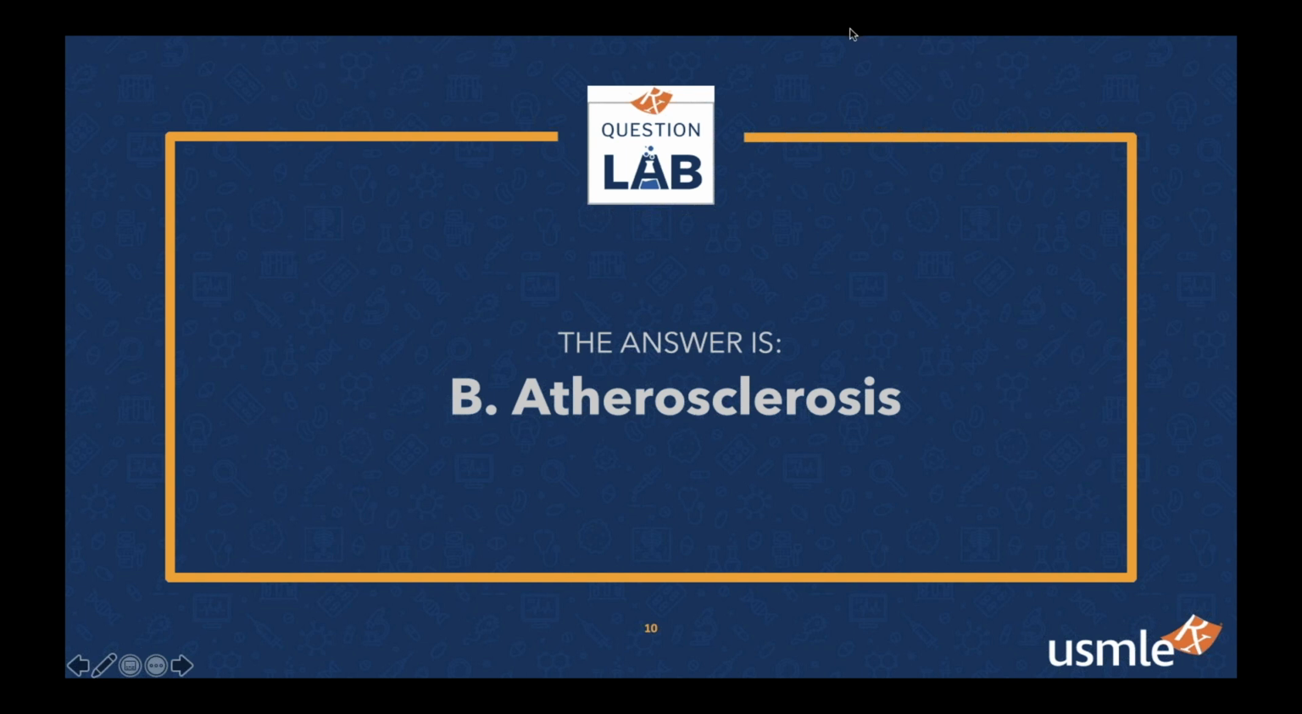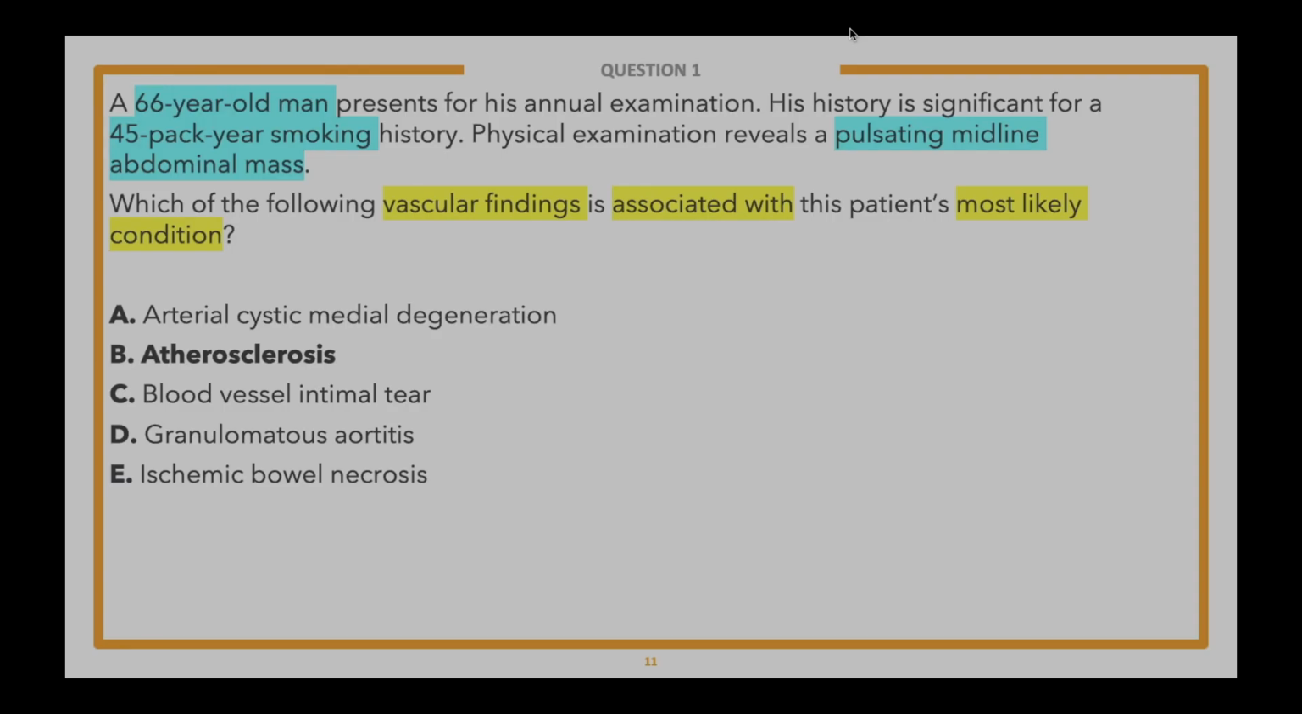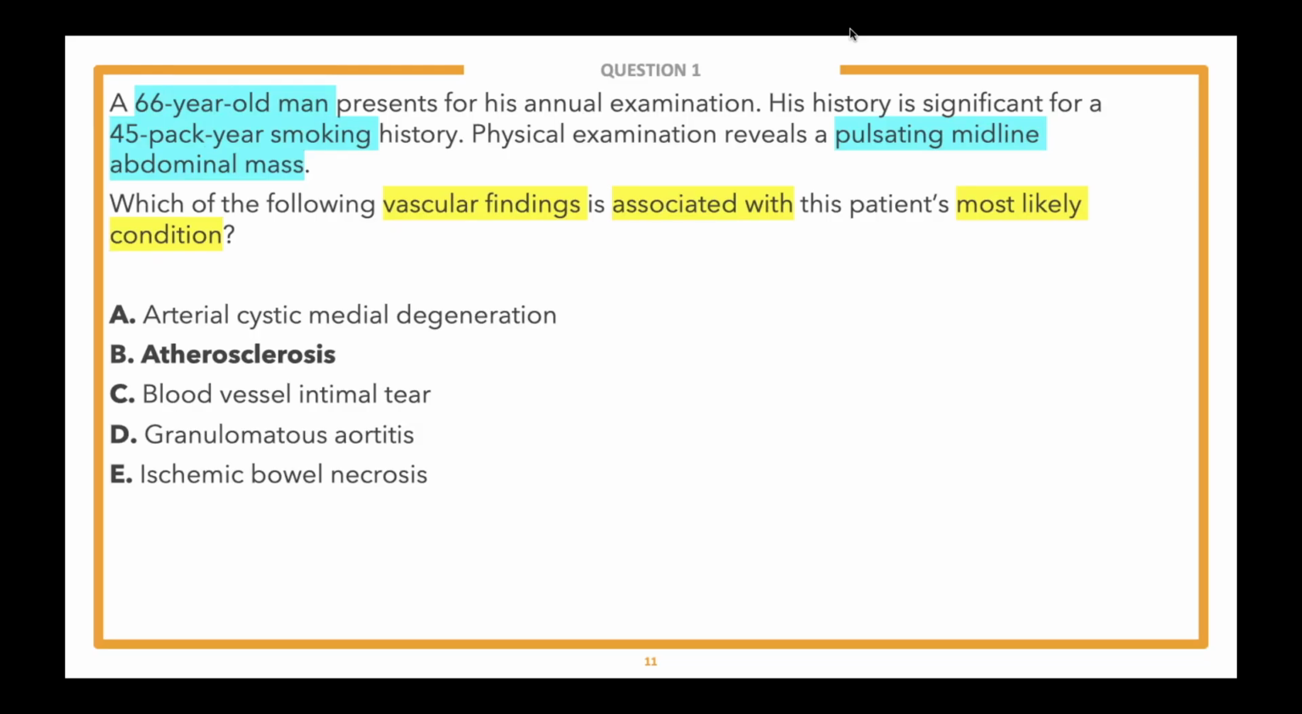Thank you, Sean. Great job, guys. So this is answer choice B. So way to go. Let's take a look at this question again. This guy has a pulsating midline abdominal mass and a 45-pack-year smoking history. Notice those are the two things that we highlighted in the vignette, and that, with the demographics, is really all you need to come up with the diagnosis. This should be cluing you in to an abdominal aortic aneurysm, or AAA.